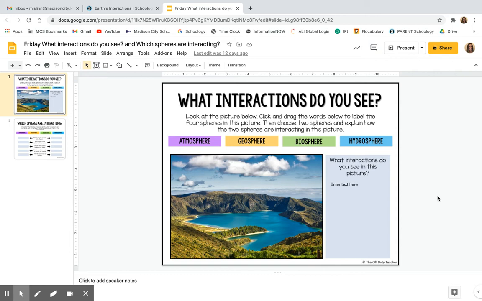Okay, next we're going to talk about the hydrosphere and the biosphere interacting. We all know that plants and animals need water to survive. In addition to this, oceans, lakes, and rivers are home to many plants and animals.